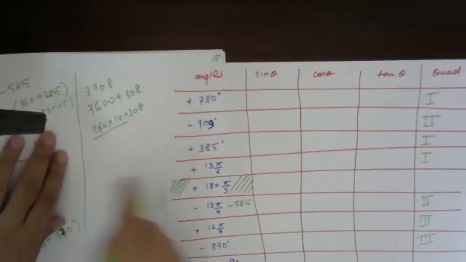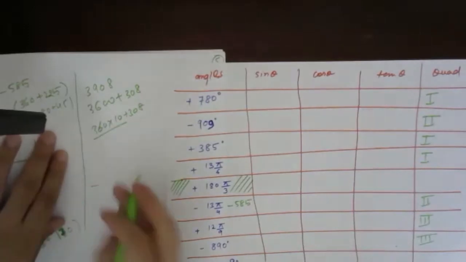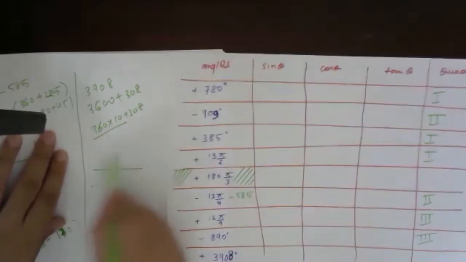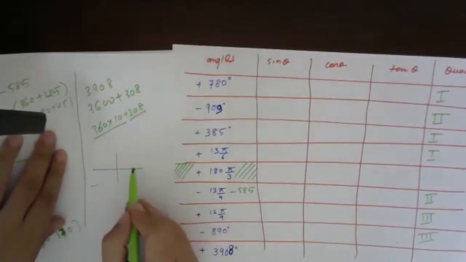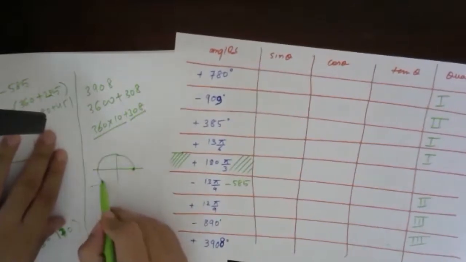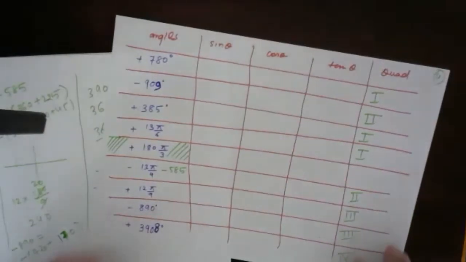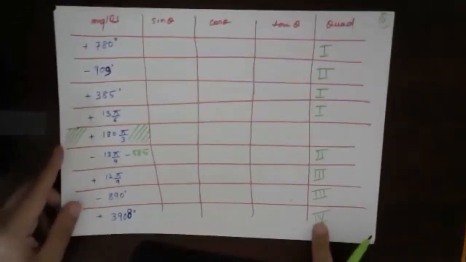That means how many rotations have you taken? You have made 10 rotations around the origin, and then you have reached here. Then you have made 308 degrees. So that means 90, 180, 270, and here you will have 308. So where is it? Fourth quadrant, right? 308 is in the fourth quadrant.